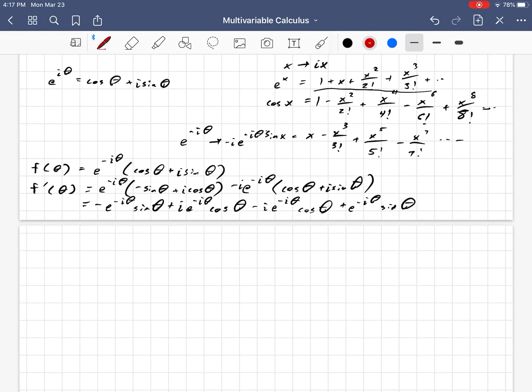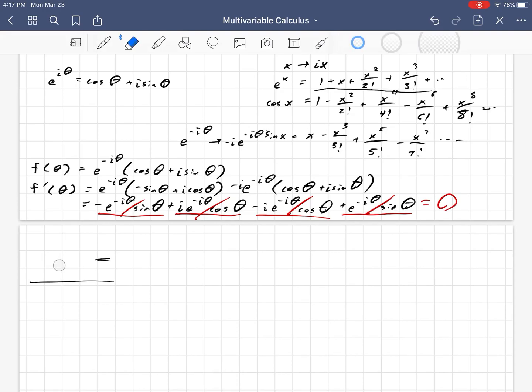Now, this is really nice, right? This and this, gone. They're the same, they're gone. This and this are the same, they're gone. So this whole thing is just equal to 0. So what does that imply about f of theta? Well, if f prime of theta is 0, then the graph of f of theta has to be a constant, right? Because its rate of change is 0. It's not changing at all. So f of theta just has to be a constant.